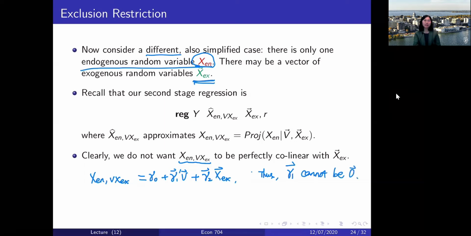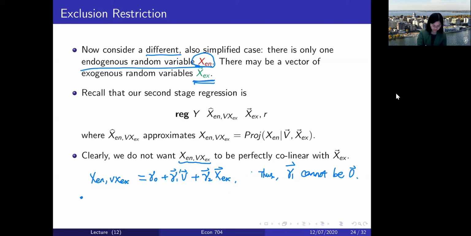Gamma 1 cannot be the 0 vector. What that means is, first of all, this V cannot be one of the included exogenous variables, and it cannot be a linear combination of the included exogenous variables. And also, XEN should still be correlated with V even when we control XEX, even after we control XEX linearly. So these are the three implications.